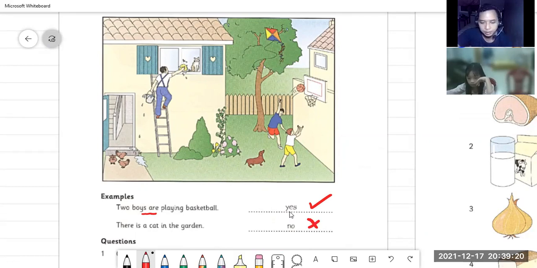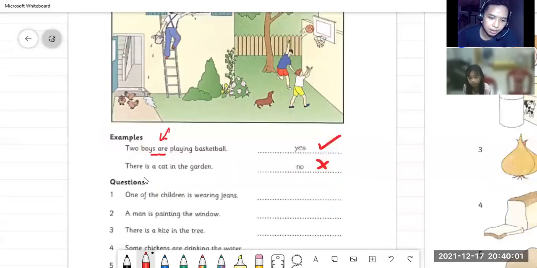Repeat after me. The boys are playing basketball. Okay, the boys are playing basketball. Okay, Ami, repeat after me. The boys are playing basketball. Very good. Okay, next. There is a cat in the garden. Okay, very good. There is a cat in the garden.